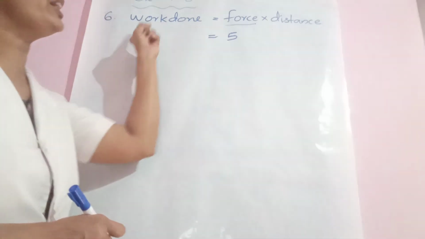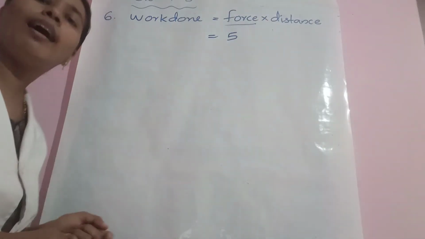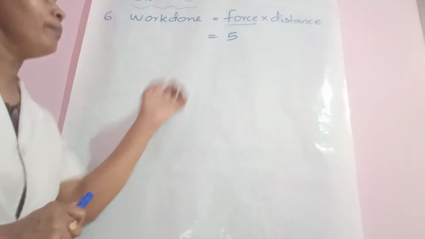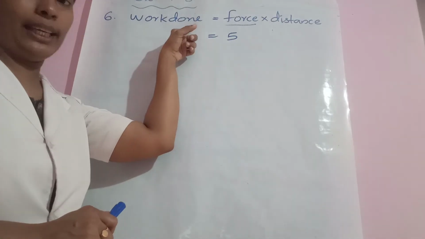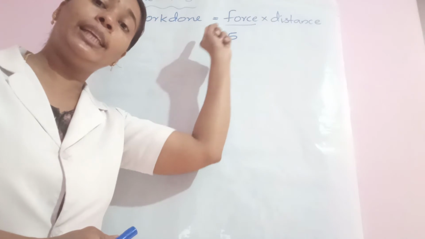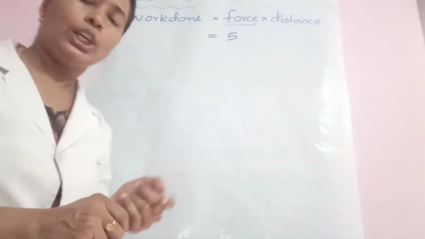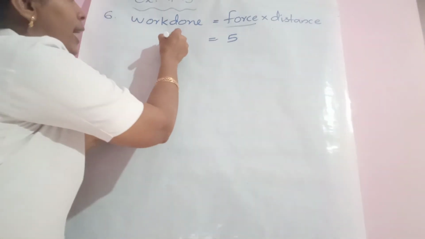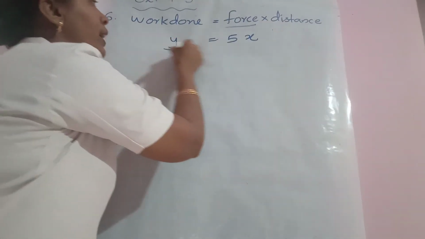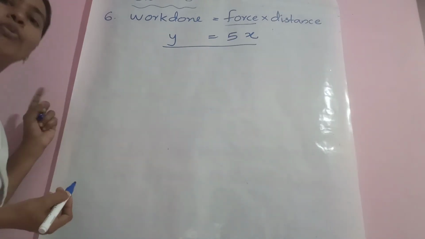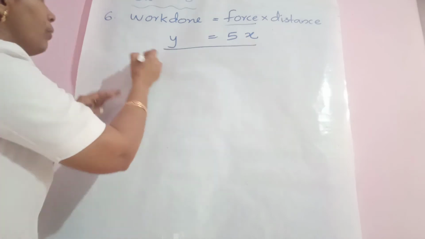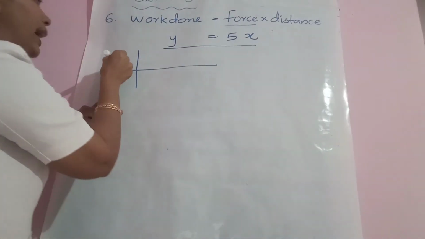So what do we do with work done and distance? We have to make them in terms of variables. Here work done is a multiple of the distance, isn't it? So teacher is taking the work done as y and distance travelled as x. So we have a linear equation of the form y equal to 5x, multiples of 5. So we can form a solution table x, y.